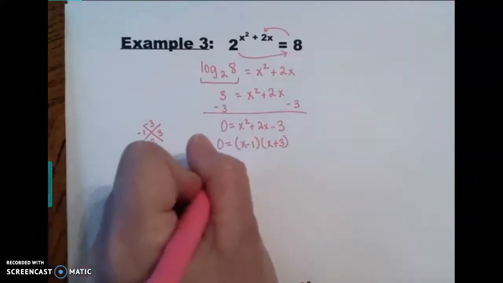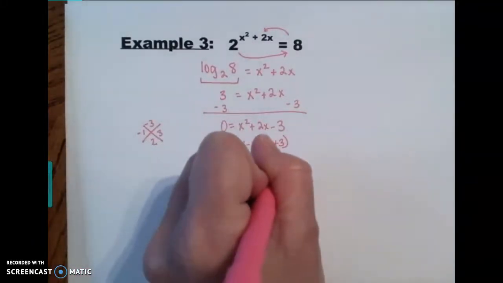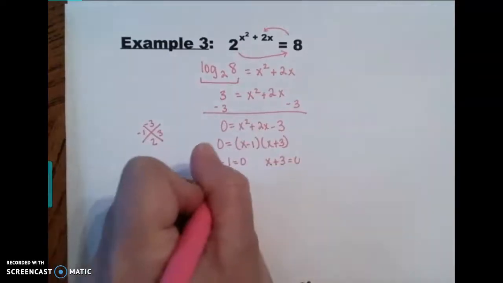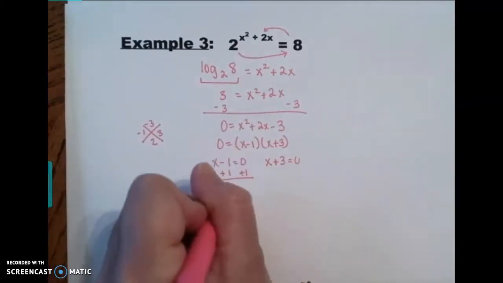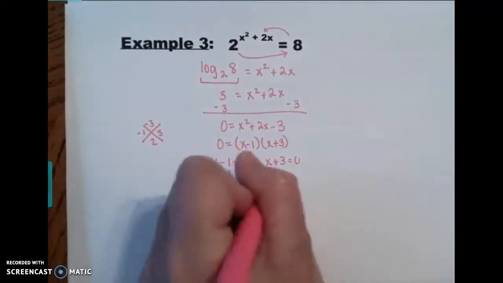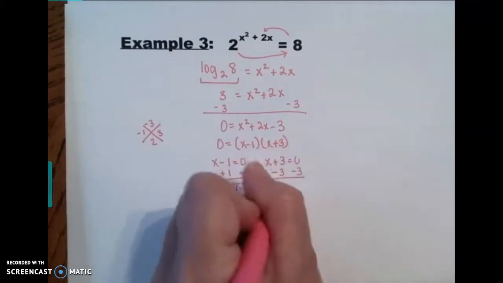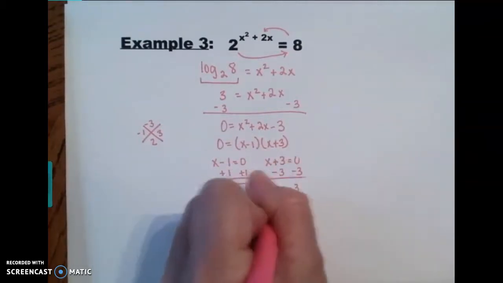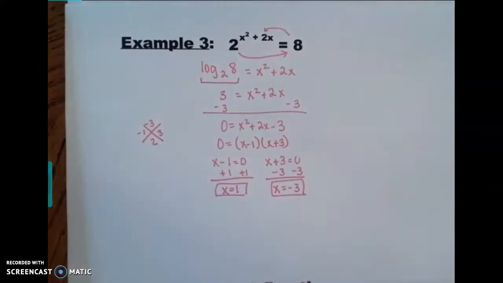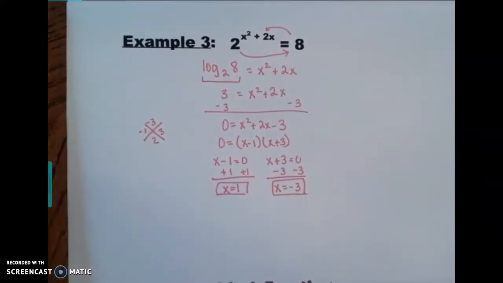So we would set each piece equal to 0 and solve. So here you're going to add your 1 to get x equals 1. Here you would subtract your 3 to get x equals negative 3. So 2 solutions to this problem. So that's how we solve exponential equations by going to log form.